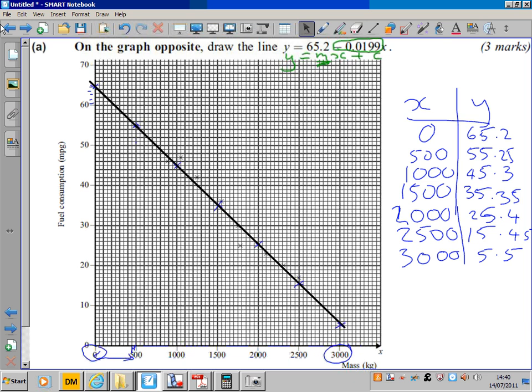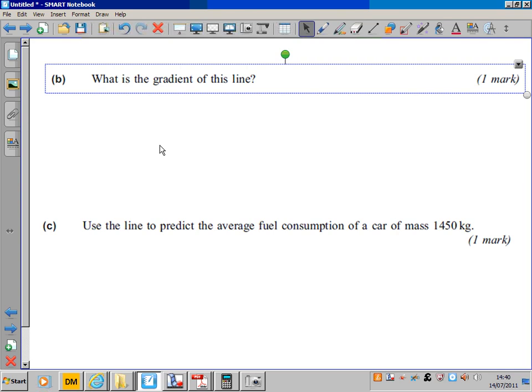The alternative is to draw a little triangle onto the graph, like so, and then to work out the rise and the run and divide, but that will be more time consuming. So I'm just going to write down the answer, which was minus 0.0199. Part C: use the line to predict the average fuel consumption of a car of mass 1450 kilograms.